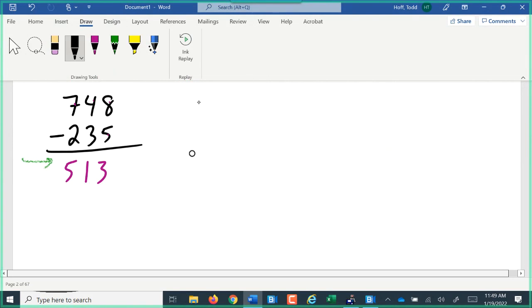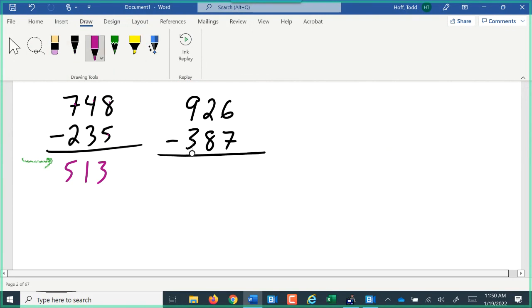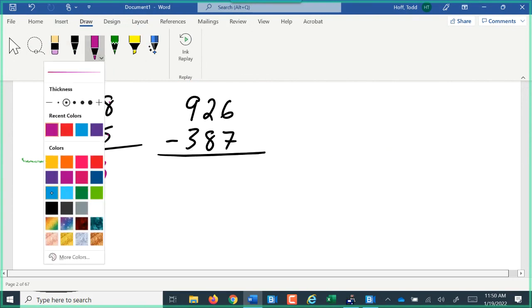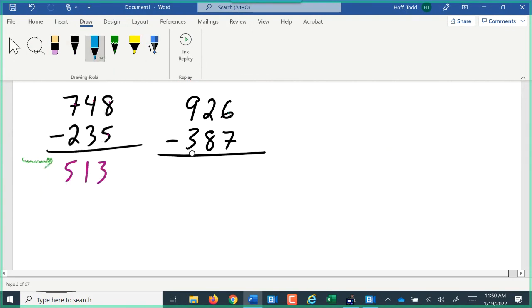So we might have 926 minus 387. We have been taught to start at the end of the number here. 6 minus 7 can't be done, so I'll borrow from the 2. That's a 1. This is now 16. 16 minus 7 is 9. 1 minus 8 can't be done, so I borrow from the 9. That's an 8. This is now 11. 11 minus 8 is 3. 8 minus 3 is 5.